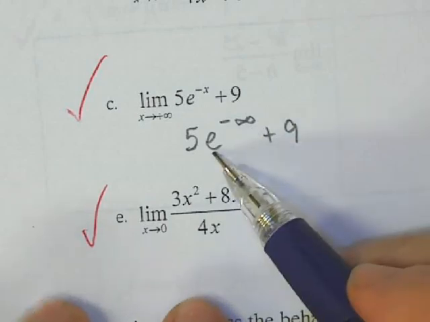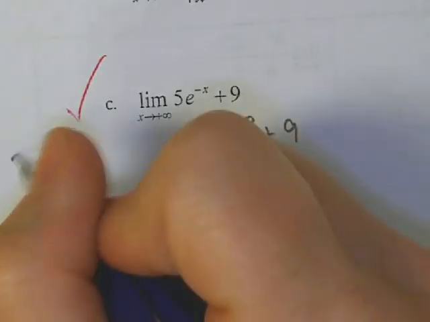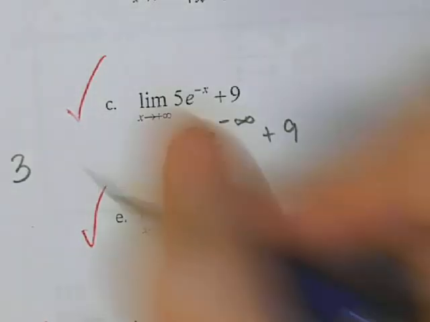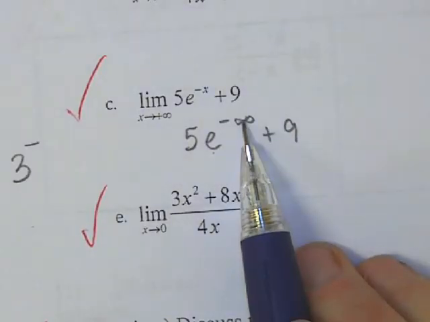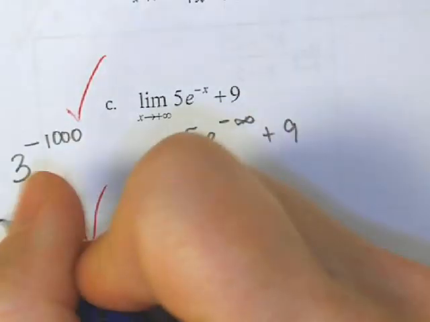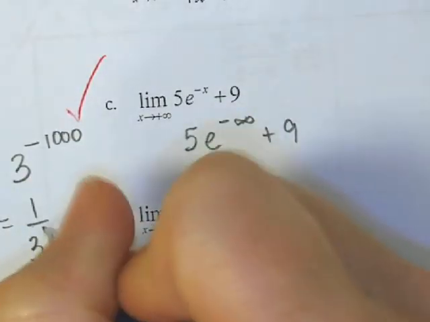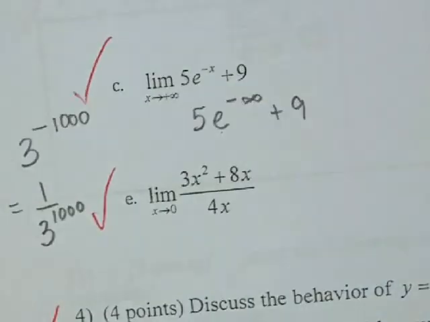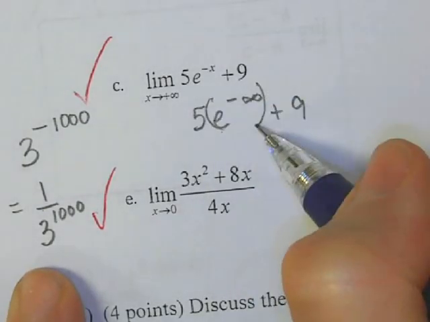E is like the number 3. Okay, it's 2.72. But what if I had 3 and I raised it to a negative big number, right? Because infinity is a big number, a negative big number. So like negative 1,000. Well, a negative exponent is the same as writing 1 over 3 to the 1,000th. 3 to the 1,000th is some humongous number. 1 divided into like a trillion little tiny pieces. How big is each piece? Basically 0. So this part right here approaches 0.